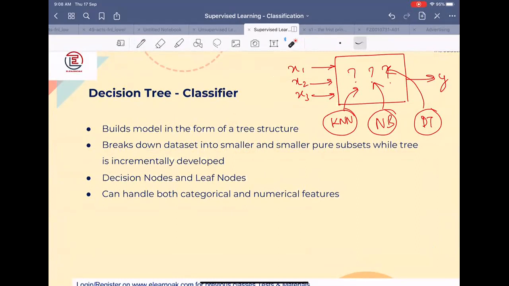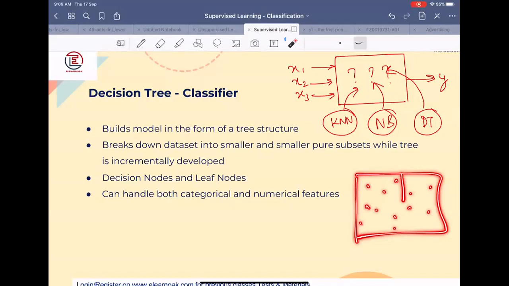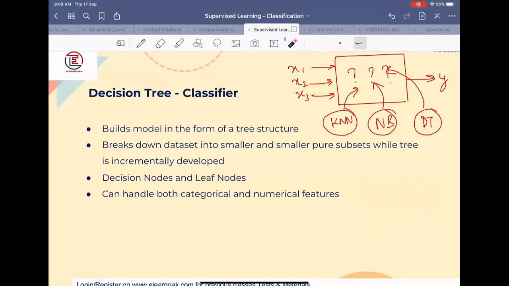So I look at my data, and my data has multiple points. What we are trying to do is break it down into smaller and smaller buckets, and in each bucket we are hoping that we have something called a pure subset. When we have a pure subset, we know that I don't need to divide it further.